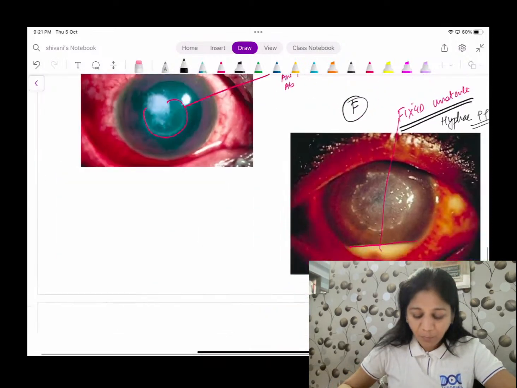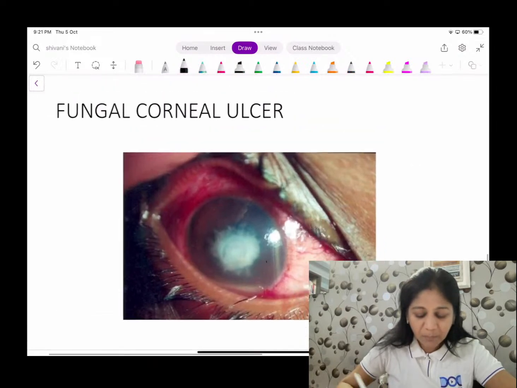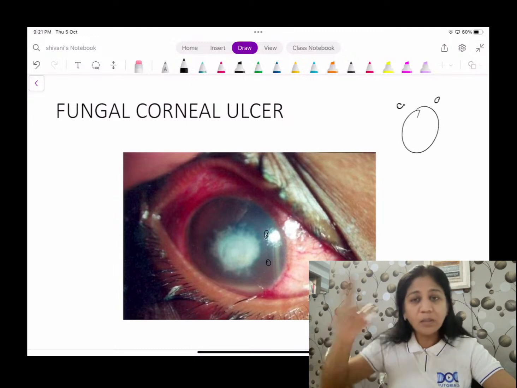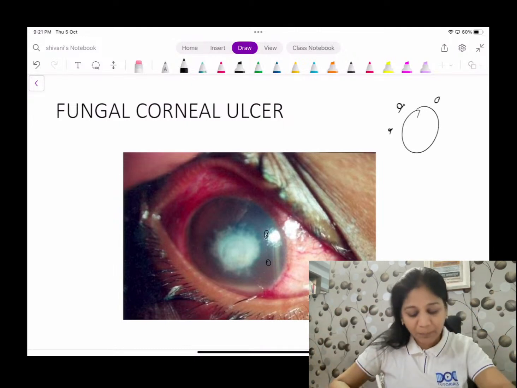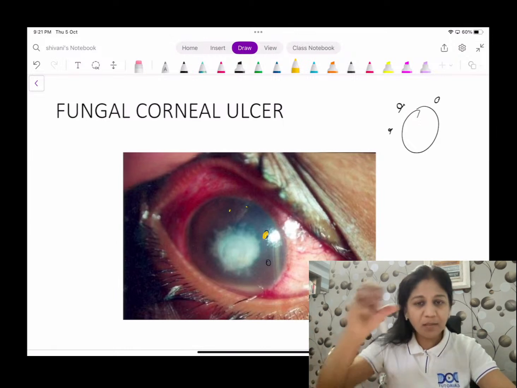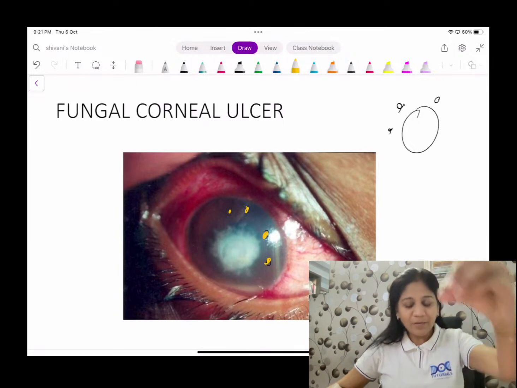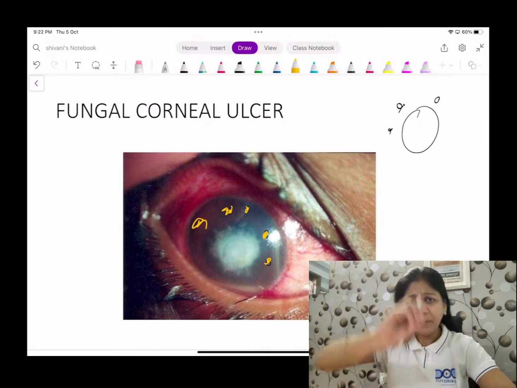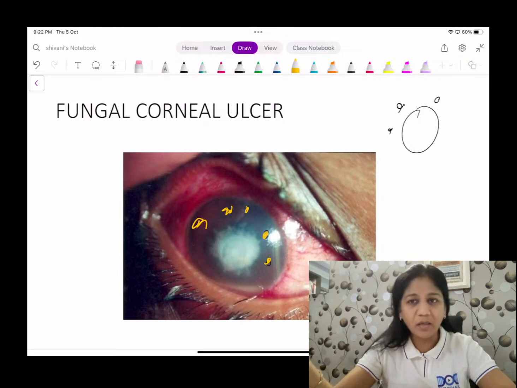Now, the next important thing is that we can also have some satellite lesions. What do you mean by satellites? Like a planet, and satellites revolve around the planet. So what do you see in a fungal ulcer? You can see multiple ulcers nearby the main ulcer. What is the reason? The fungal hyphae may go here and cause a small ulcer, and may go here and cause another small ulcer. So there are multiple ulcers in the vicinity of the main mass. This is called a fungal corneal ulcer.